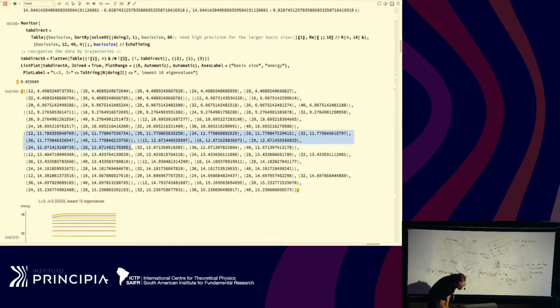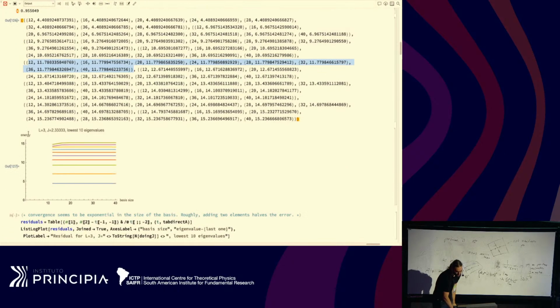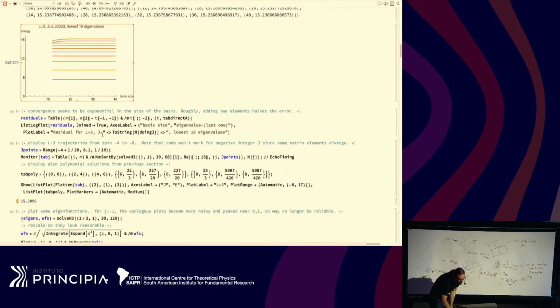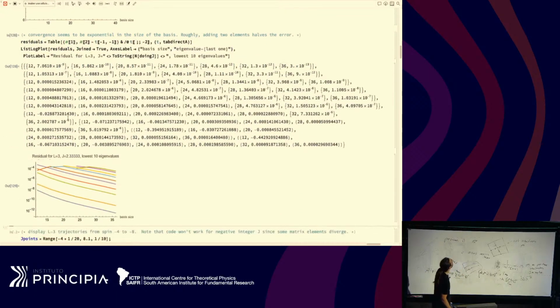You can see the convergence being achieved when the size of the basis is long before it reaches 40. If you just plot the eigenvalue as a function of size of the basis, you get a plot like this, not very illuminating. One thing you can do is plot the residuals, so you can plot the error from the exact value, and we just plot it.